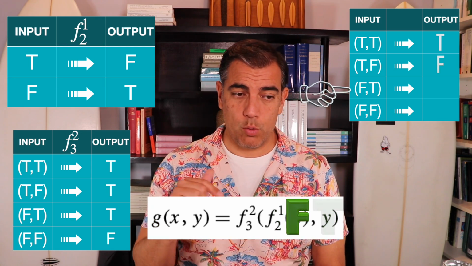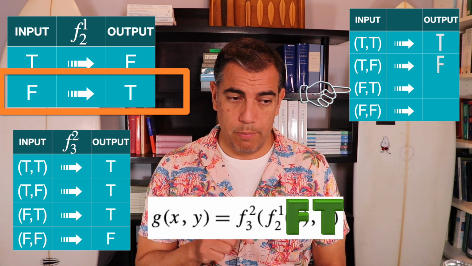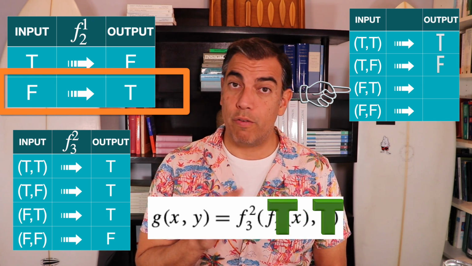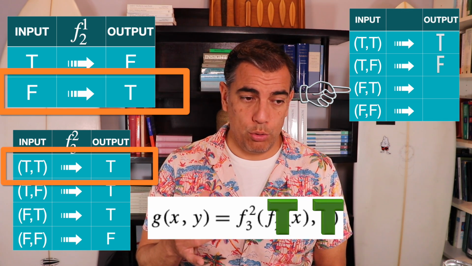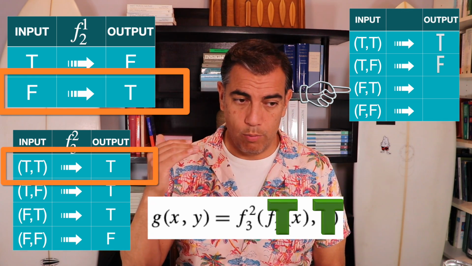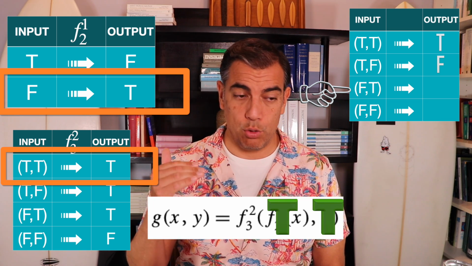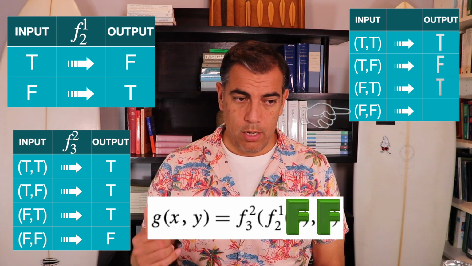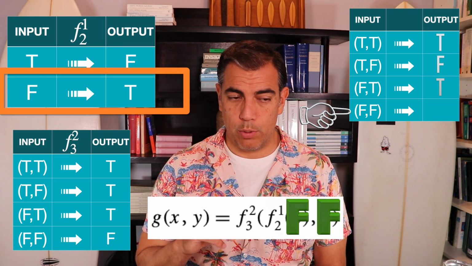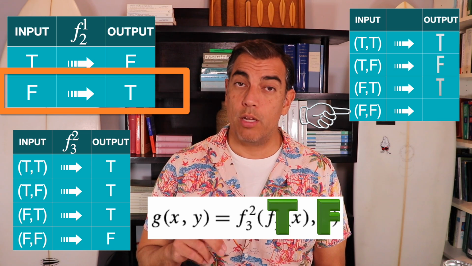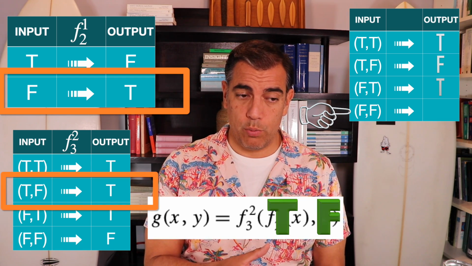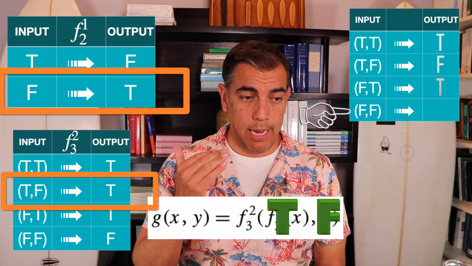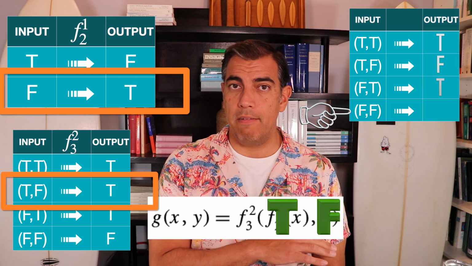When we have x is false, y is true, function 2 is going to make that x into a true. So we're going to have a true true for function 3. And for disjunction, true true means the whole thing is true. So when x is false, y is true, we have a true output. And then finally, when x is false, y is false, again, function 2 is going to make that into a true. So now we have a true false for function 3. And in function 3, if you have a true false, your output is a true. So for x is false, y is false, we have a true.